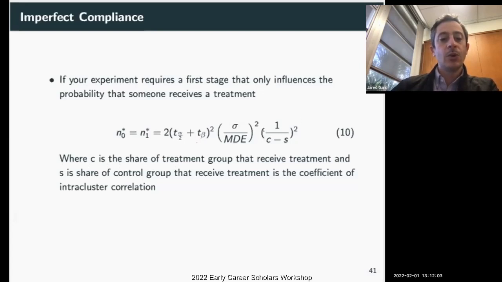So let's say in the treatment group we have compliance of 0.8, and in the control group we have compliance of 0.9. The value in the denominator is going to be 0.1. We divide by that and then square it. That means we're going to have to increase our sample size by a factor of 100. So you can see quickly that imperfect compliance is going to play a big role in your sample size calculations.